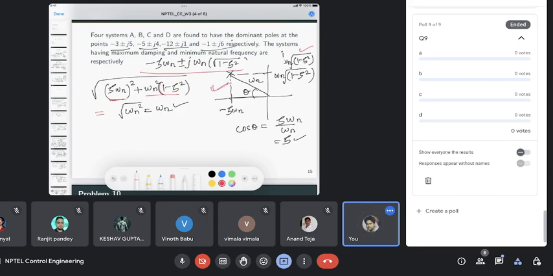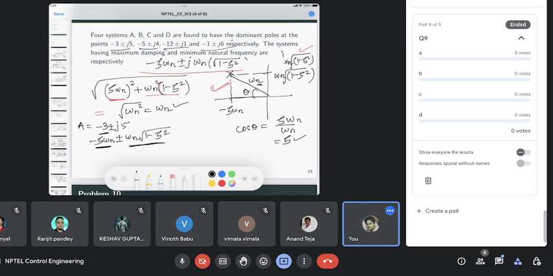Is it clear up to now? From that pole location you can directly calculate your omega n and damping ratio, right? So let me just show for one how to calculate. Okay, for first system A, you are given minus 3 plus minus j5. So this is minus zeta omega n plus omega n times square root of 1 minus zeta square. So you just square and add these two terms, then you get omega n, right?